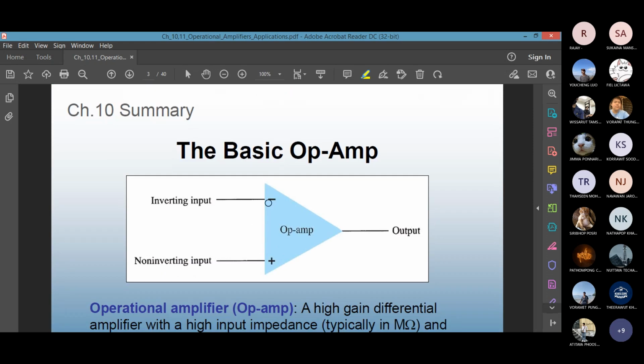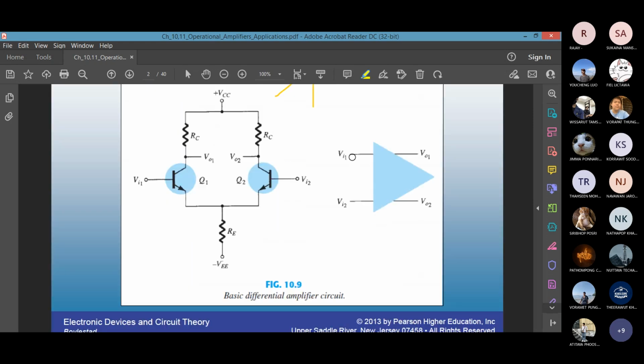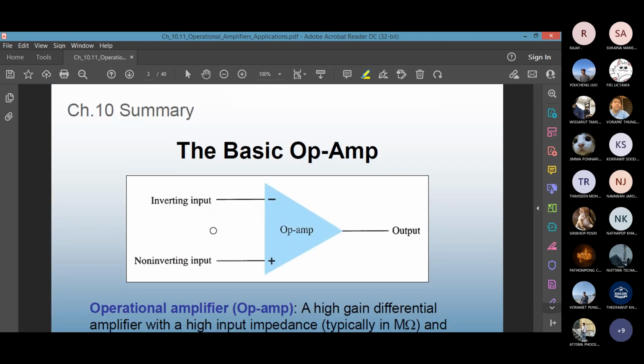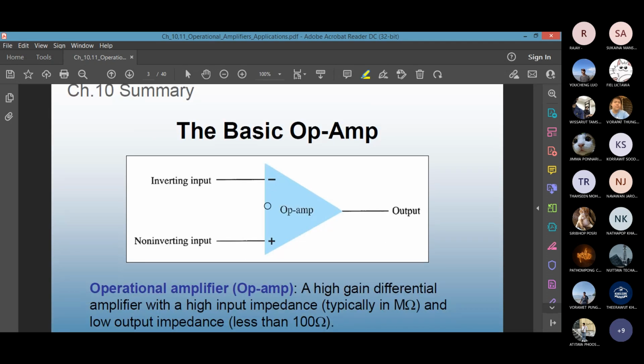This is the basic op-amp. Now you see what is the difference. Basic differential, 2 inputs, 2 outputs. Basic op-amp is based on the differential amplifier, same principle, but you have 2 input pins and 1 output side. One pin is called the inverting pin or inverting input.